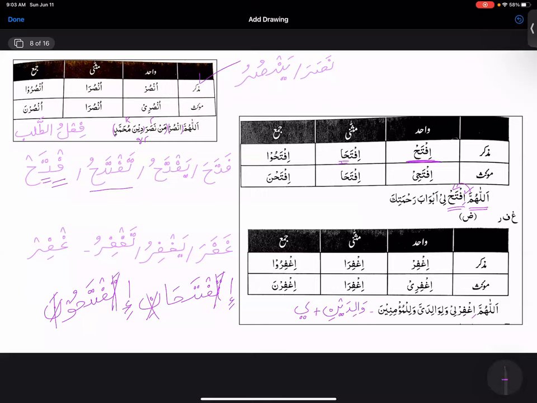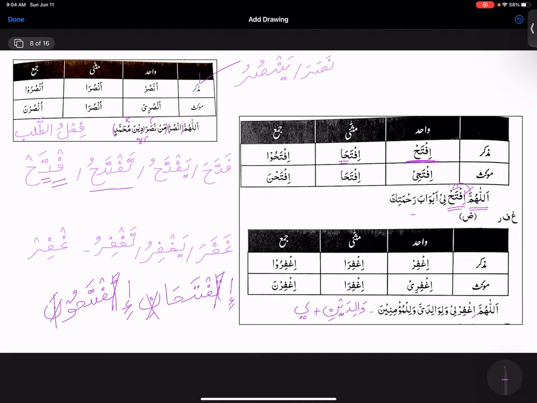Okay. Allahumma iftah li abwaba rahmatik. So this is the dua when we are entering the masjid. You can see Allahumma iftah. If you say it differently, it sounds different, but we should know why it is happening like that. So, O Allah, iftah, you open.